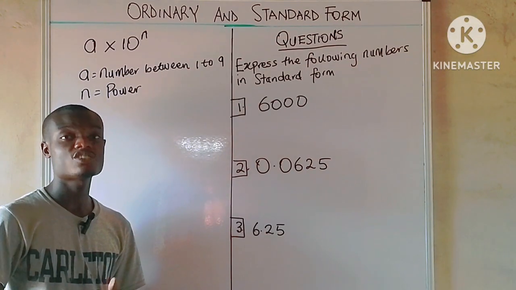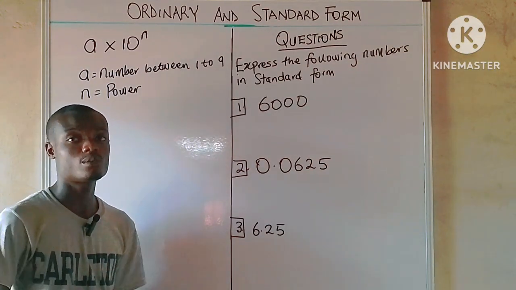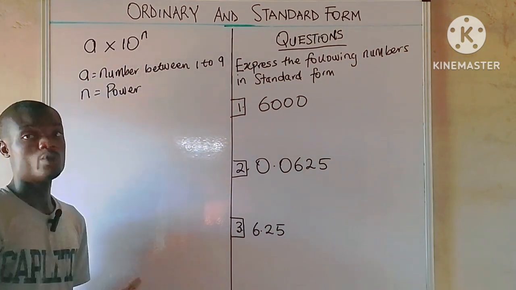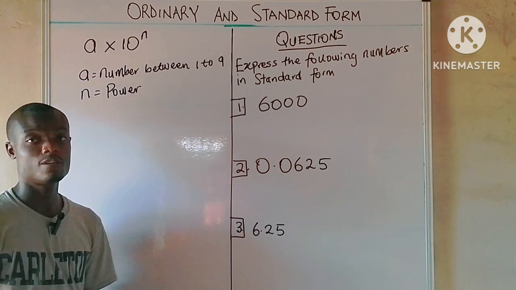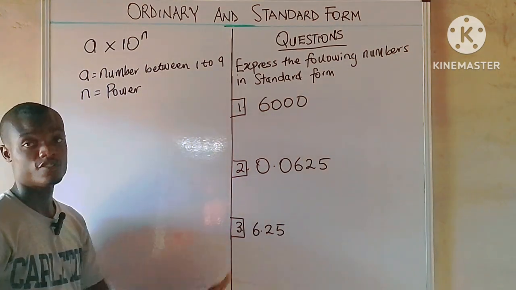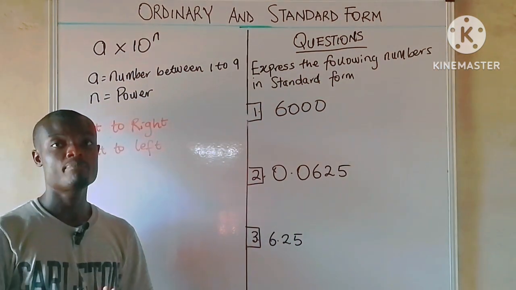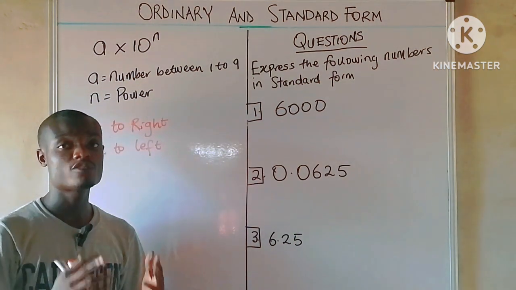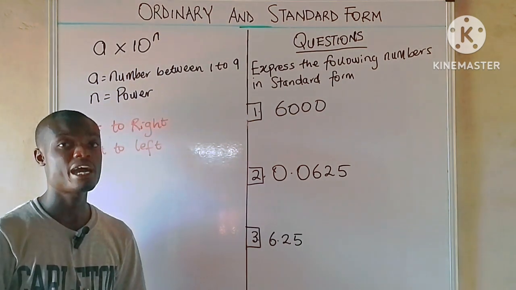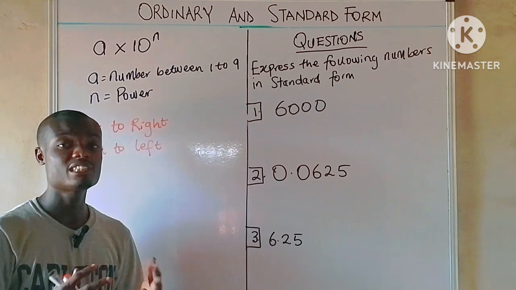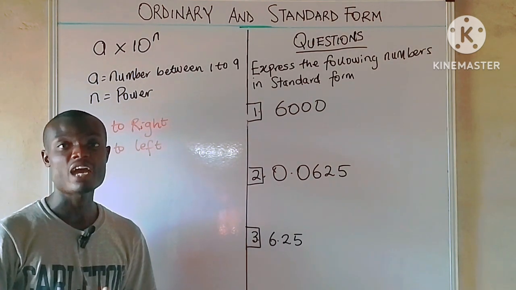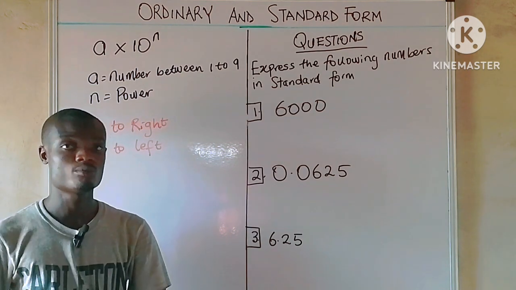So friends, in converting numbers from ordinary form to standard form, that number in standard form must be expressed as a times 10 to the power n, where a is a number between 1 to 9 and n is a power. But how do we get that power when we are given the ordinary form of a number? n is determined by the number of times we move our decimal point. So if I move my decimal point 3 times, n is 3. If I move my decimal point 5 times, n is 5. And also, n is determined by the direction you are moving the point.